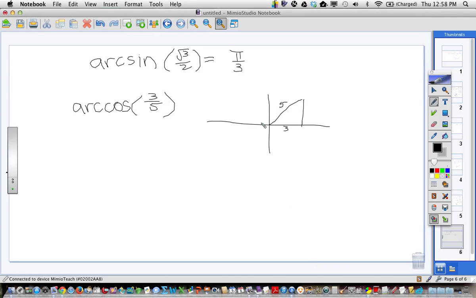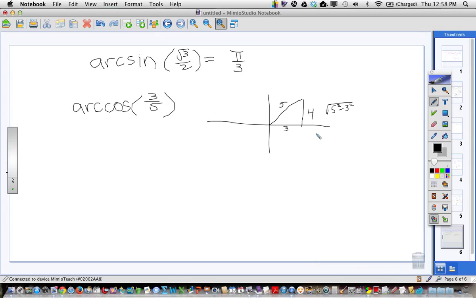hypotenuse 5, which of course, Pythagorean theorem, we know that would be 4, but we could do 25 minus 9 is 16, square root, right? So this would really be the square root of 5 squared minus 3 squared, right? And that's where that 4 comes from, right?